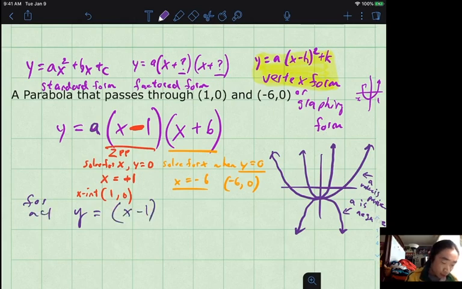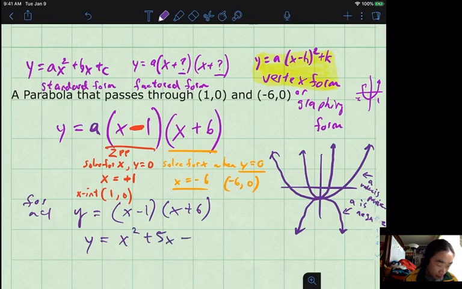Then you have this equation in factored form. If you multiply this out, either with FOIL or your boxes, then you get x squared plus 5x minus 6. And that's standard form. And that's pretty much all the problem asked of us. Okay, so far so good. Any questions about this first problem? No?